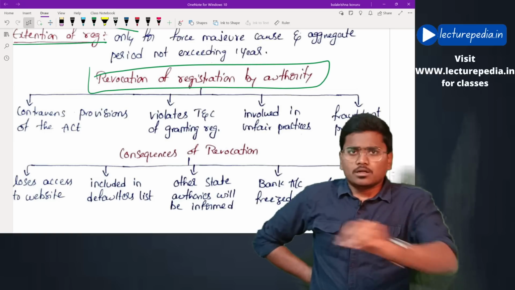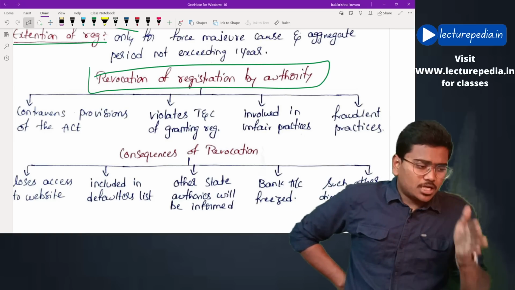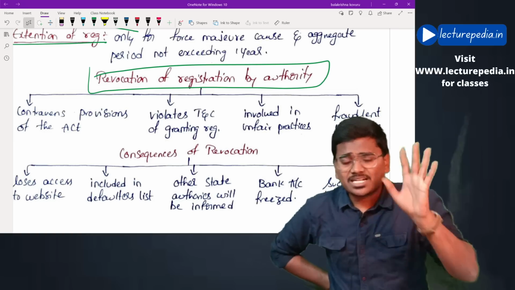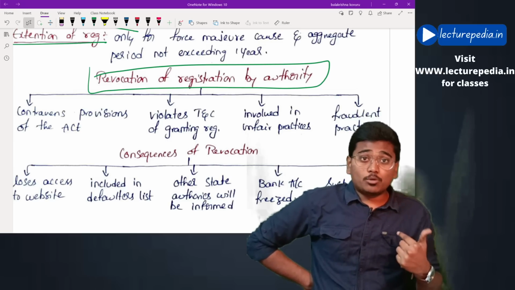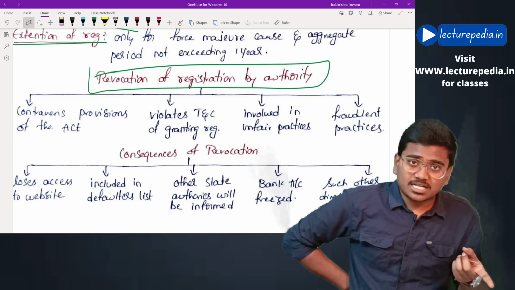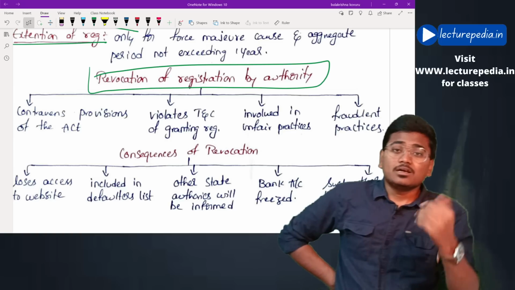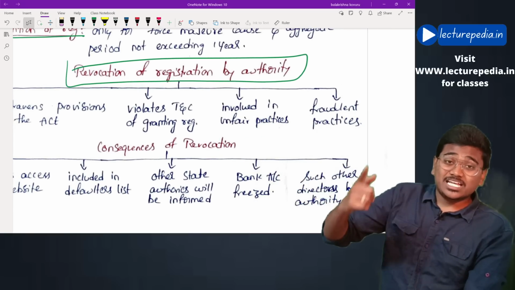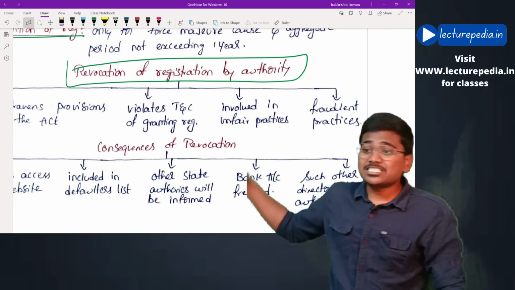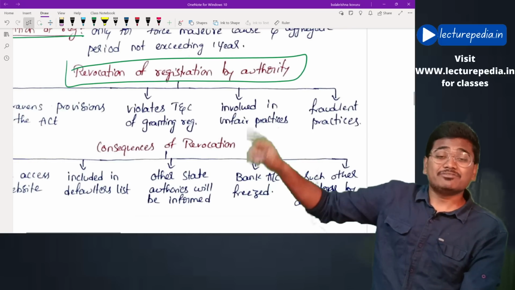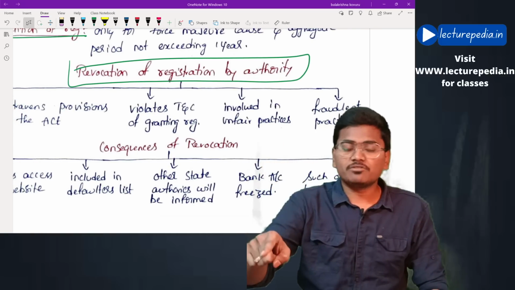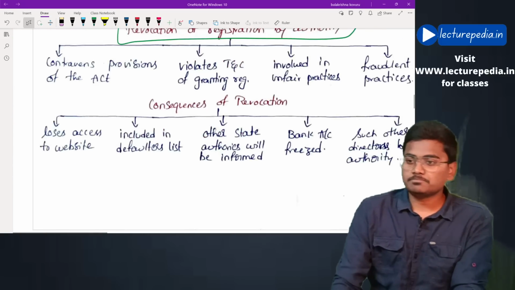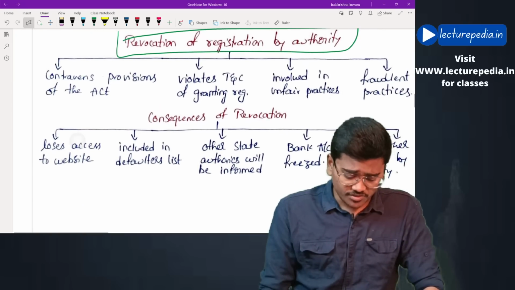The authority gave registration to the promoter subject to certain terms and conditions. Now if the promoter fails to satisfy those terms and conditions, then the authority will revoke the registration. Next, if the promoter is involved in any unfair practices or any fraudulent practices, even in that case the authority will revoke the registration.